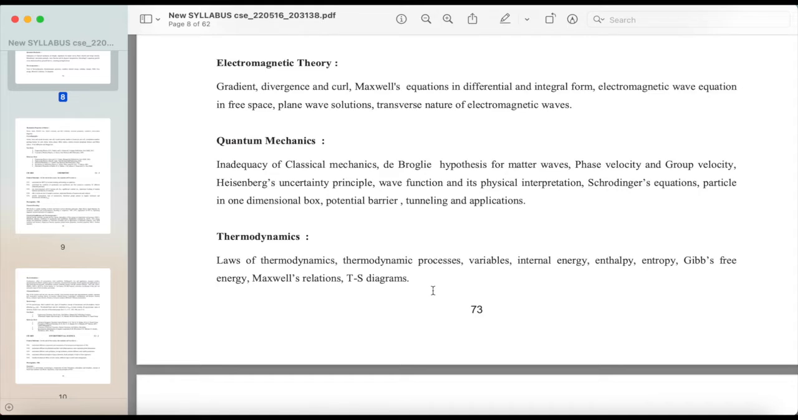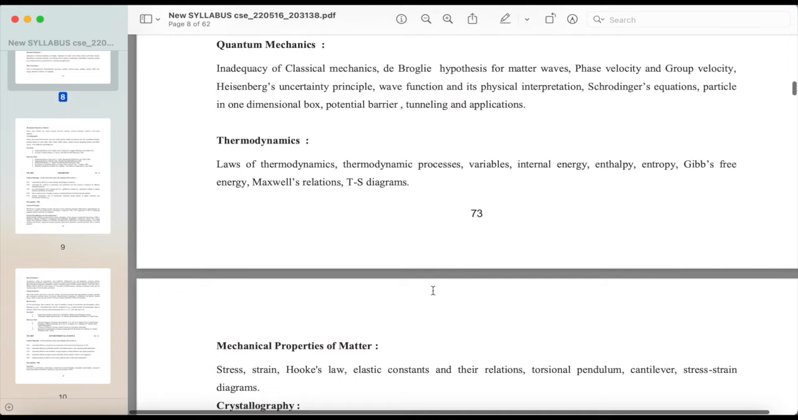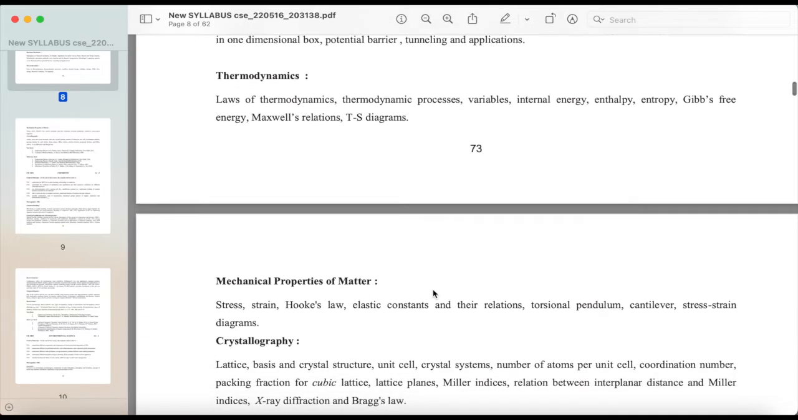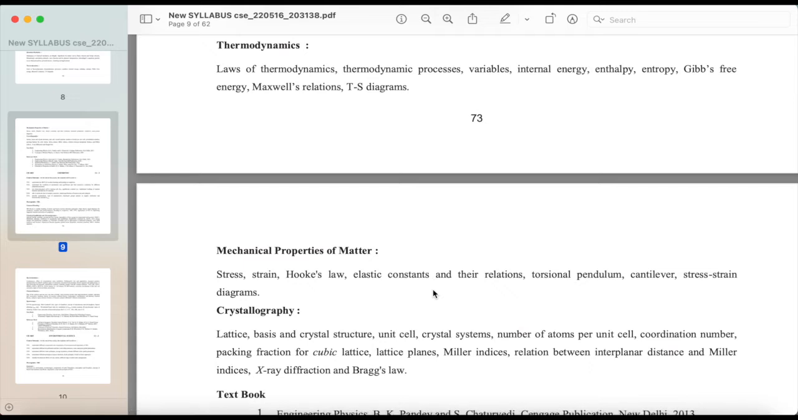Quantum mechanics: inadequacy of classical mechanics, de Broglie hypothesis for matter waves, phase velocity and group velocity, Heisenberg's uncertainty principle, wave function and its physical interpretation, Schrödinger's equations, particle in one-dimensional box, potential barrier, tunneling and applications. Thermodynamics: laws of thermodynamics, thermodynamic processes, variables, internal energy, enthalpy, entropy, Gibbs free energy, Maxwell's relations, TS diagram.